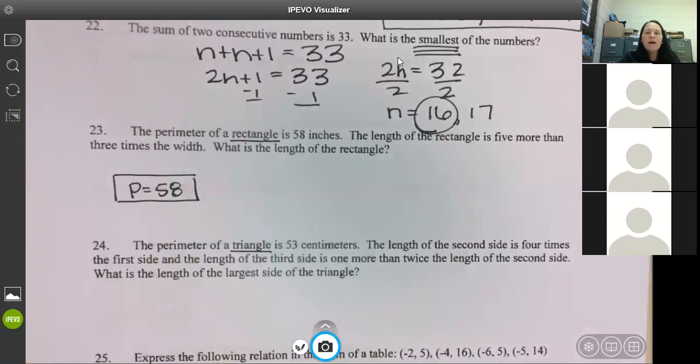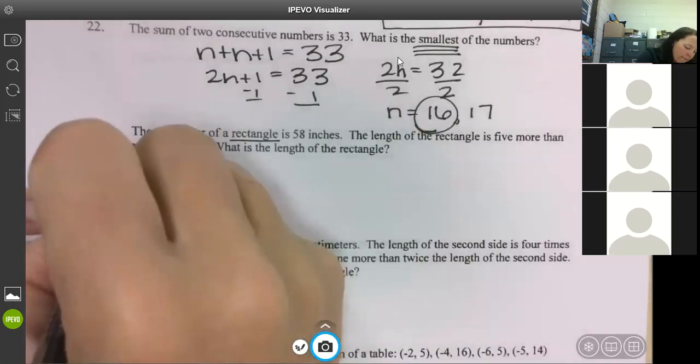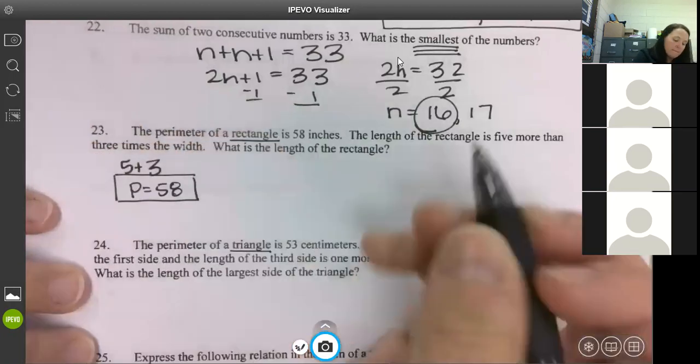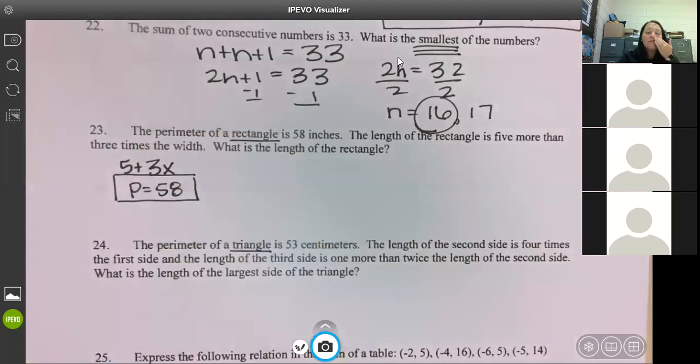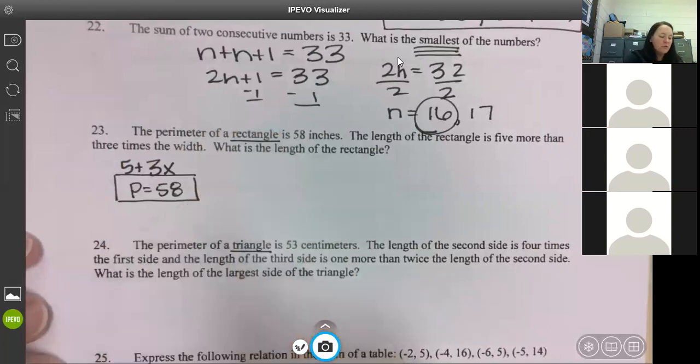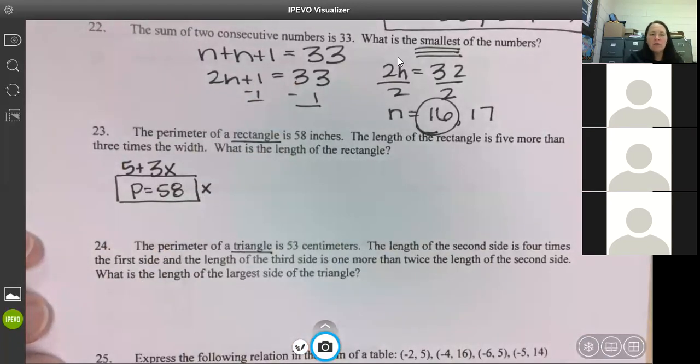The length of the rectangle is 5 more than 3 times the width. So how do I write 5 more than 3 times the width? 5 plus 3x. 5 plus 3W. You can use X, you can use W. It's whatever you want. I don't mind, okay? What is our width going to be? W, or in this case, I wrote an X. If you want a W, that's fine.